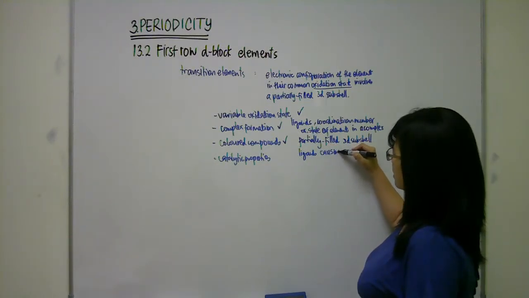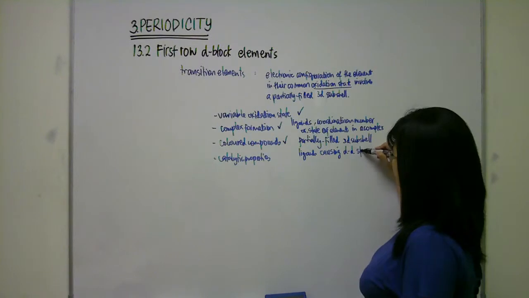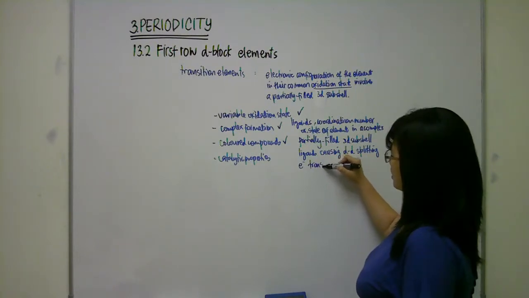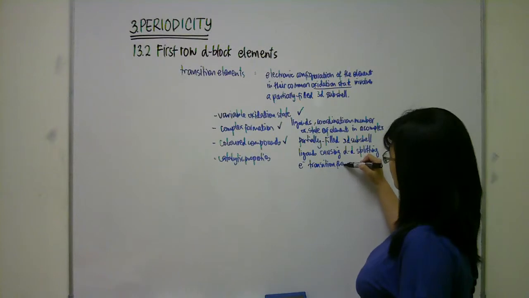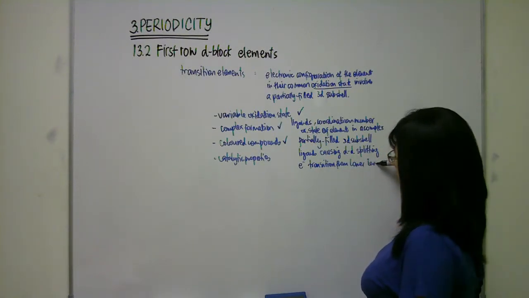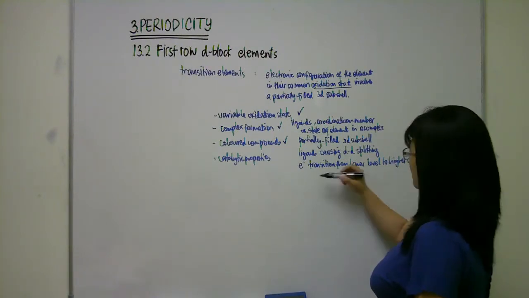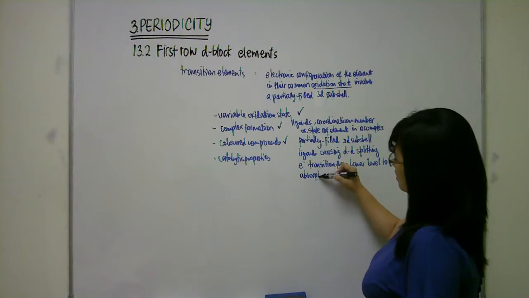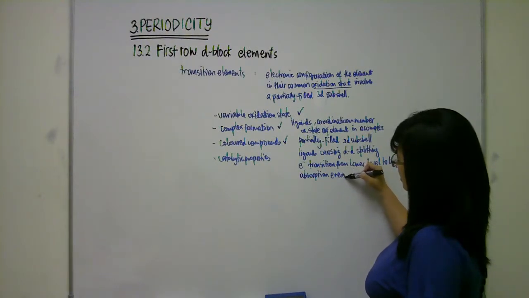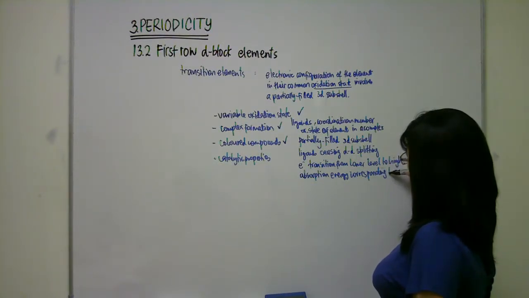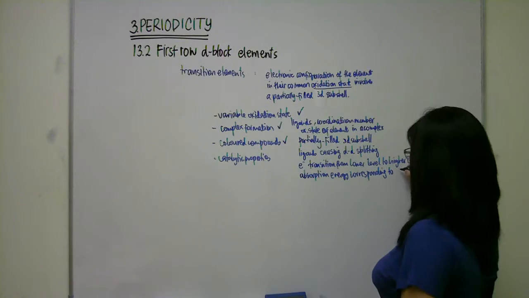causing DD splitting. Okay, and then electron transition from lower level to higher level. Absorption of energy corresponding to energy to visible light.